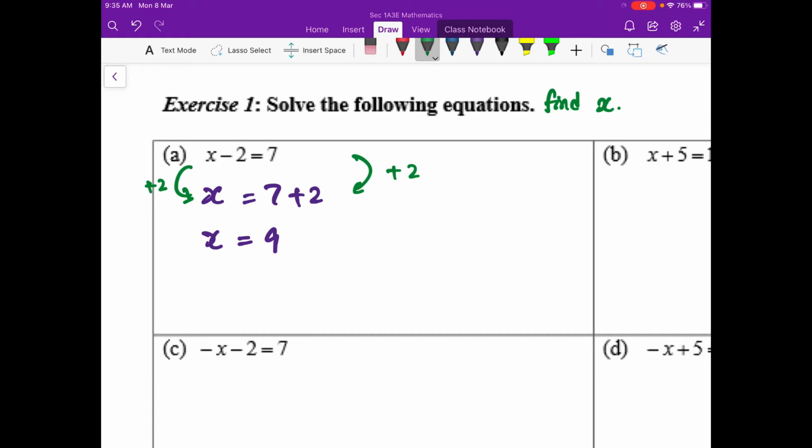For those of you who have tuition or you have a brother, sister, mother, father teaching you, they might have said things like this. Listen carefully. You see the negative 2, right? You bring it over, then the sign will change to become plus 2. Heard before? Who heard before? I will tell you right now that that is not wrong.